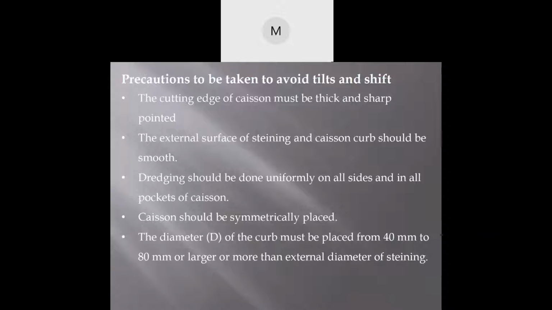Now, in order to avoid this tilt and shift, certain precautions are required to be taken. So what are those precautions basically? The cutting edge of the caisson must be thick and sharp pointed. The external surface of the steining and caisson curb should be smooth. The grabbing should be done uniformly on all sides in all pockets of the caisson.